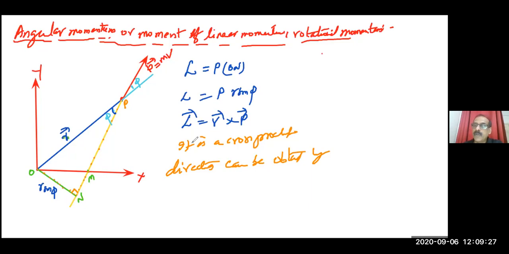And what is another property of cross product? See, L is perpendicular to R. L is perpendicular to P. But R and P are not necessarily perpendicular. Every cross product has this property. This L is perpendicular to R. L is perpendicular to P. But R and P may be or may not be. So not necessarily perpendicular.